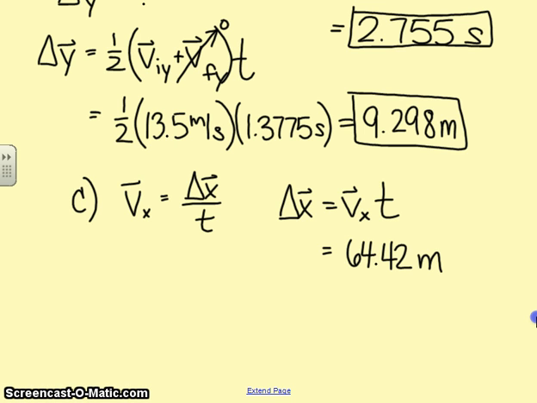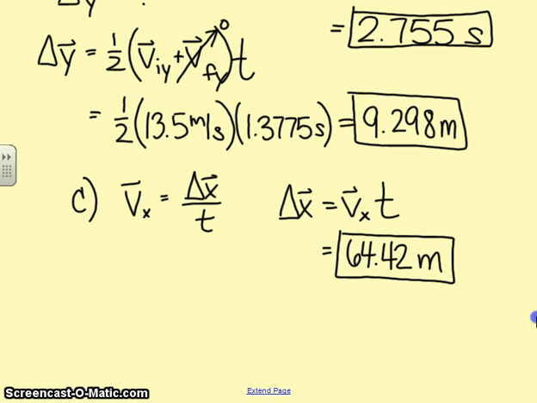Is that reasonable? 64.42 meters. Well, a meter is kind of close to a yard, and we're talking about kicking a football here. So have you seen a football be kicked about 65 yards? If you've watched football, especially professional football, you've definitely seen that before. That's a pretty common kick. So that is a reasonable answer.